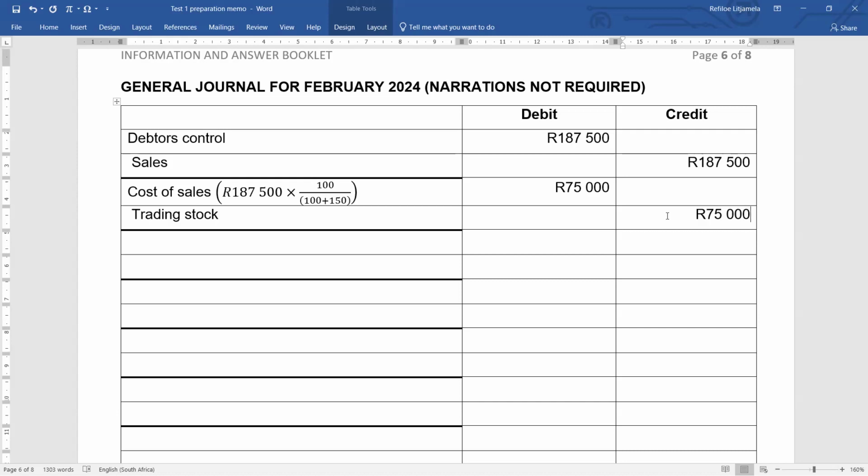To be honest, narrations are just a waste of time, especially for exam purposes, because it's like you're explaining the transaction. So the narration for this will be that cost of sales is increasing because we sold. Trading stock is decreasing because we sold. Why would I want you to explain that? But in the real world, you'll have to write it down, okay?